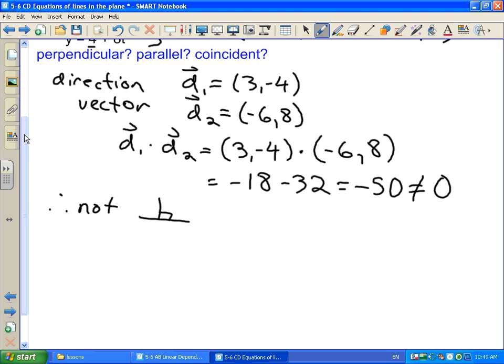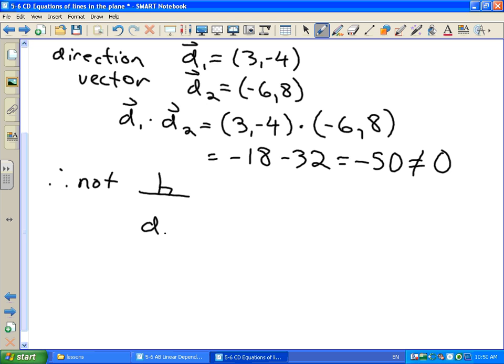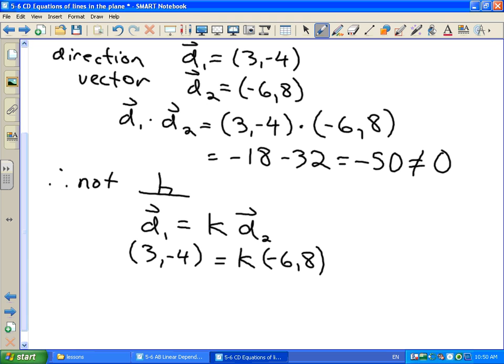Now we want to check to see if they are parallel. What do we want to check to see if these two things are parallel? Well, if the lines are parallel, what do the direction vectors have to be? Parallel or scalar multiples. So we want to see if d1, our first direction vector, is a scalar multiple of d2. Well, let's see. d1 is 3, negative 4. d2 is negative 6, 8. Is there a single scalar k that is going to turn d1 into d2 just through scalar multiplication?